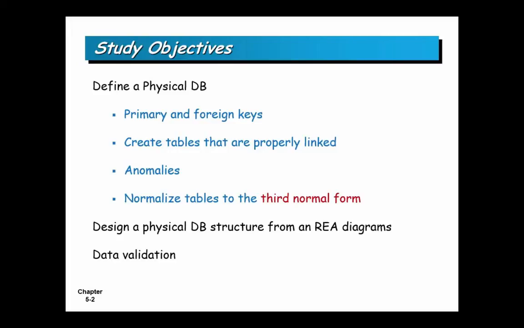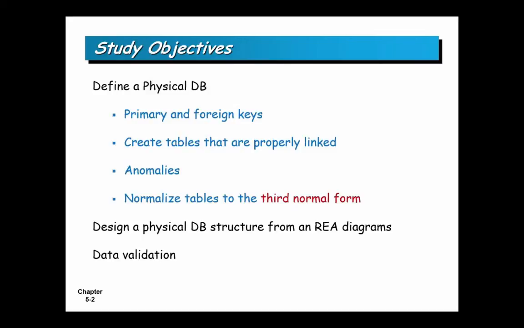Some of this stuff is going to be a repeat, talking about foreign and primary keys. We'll talk about how to link tables properly. When there's a one-to-many relationship or a many-to-many relationship, how do you create those linkages? We'll talk about something called anomalies. Anomalies. Anormal. So problems that could happen in your database.